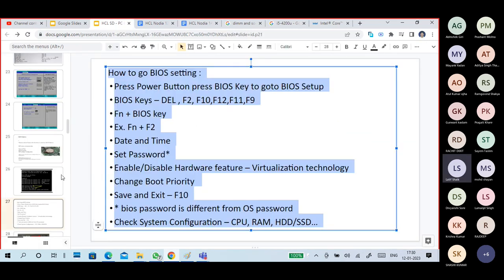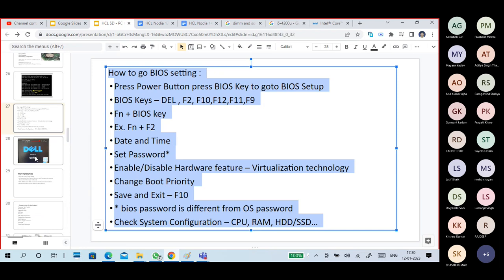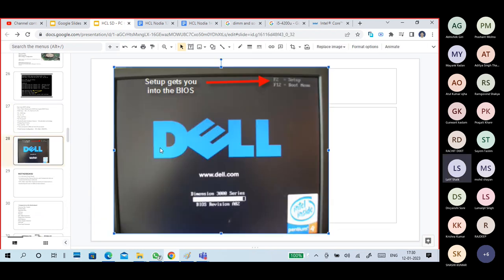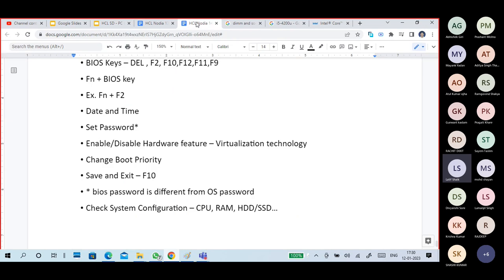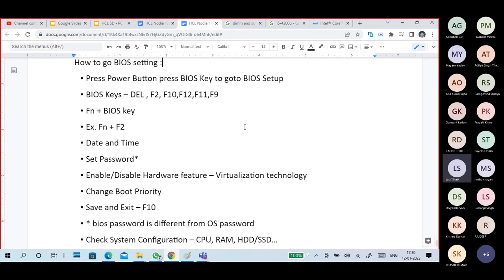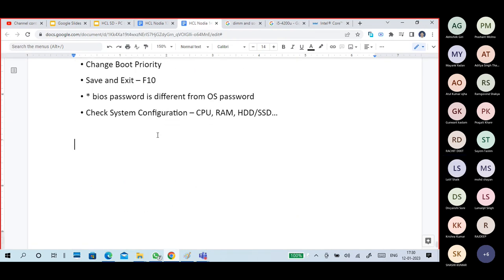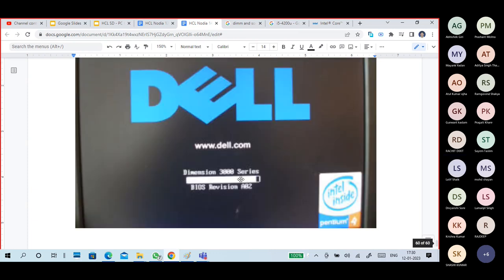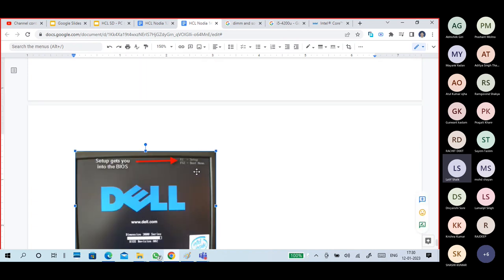So here it is, this is the screen. This is the system. When power is on, you can see F2 setup, which means when the system is on, you press F2 and it will take you to the BIOS settings. It will show you the BIOS settings. I got this old one.